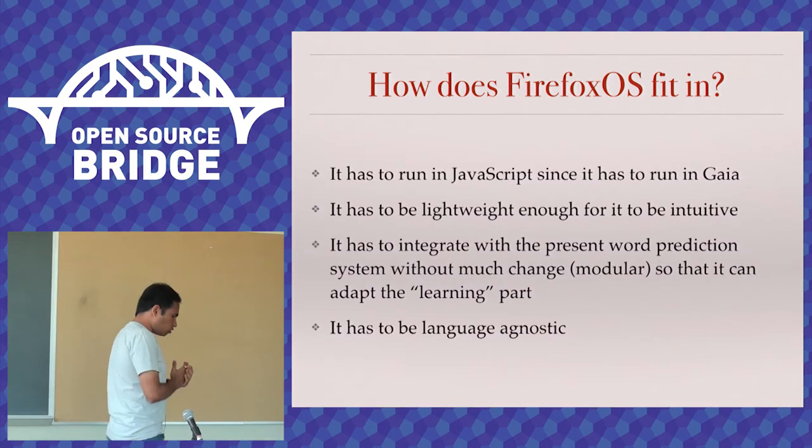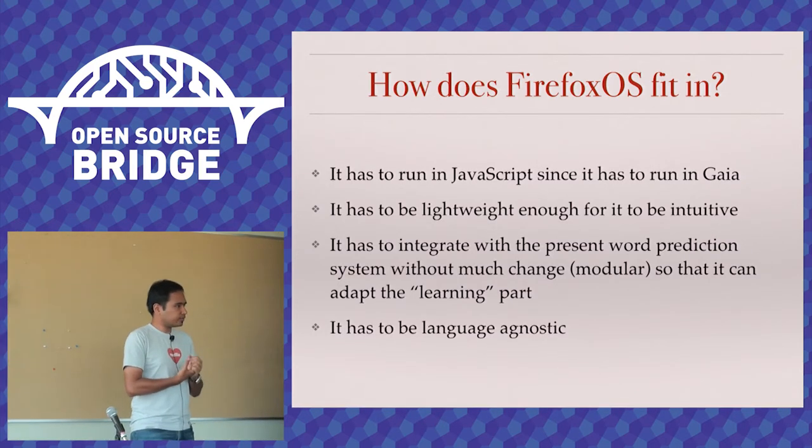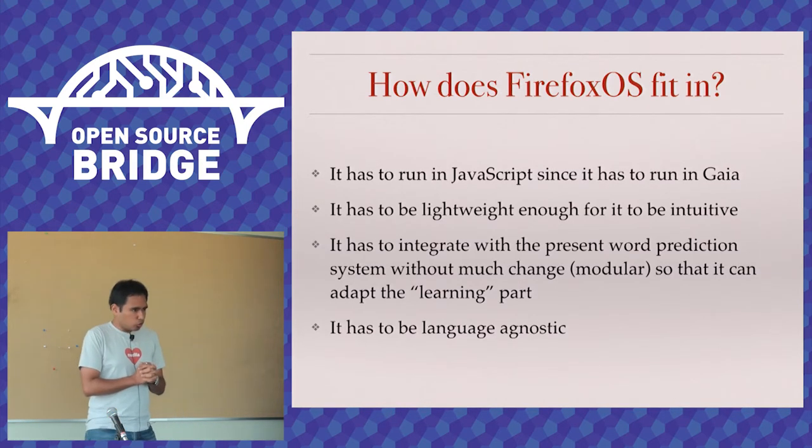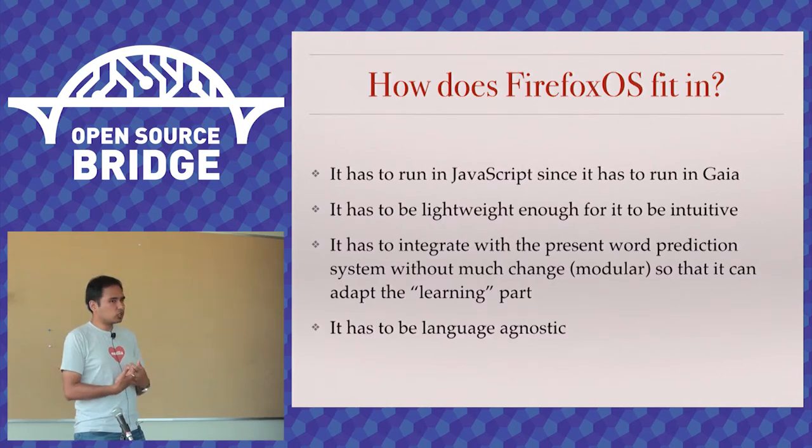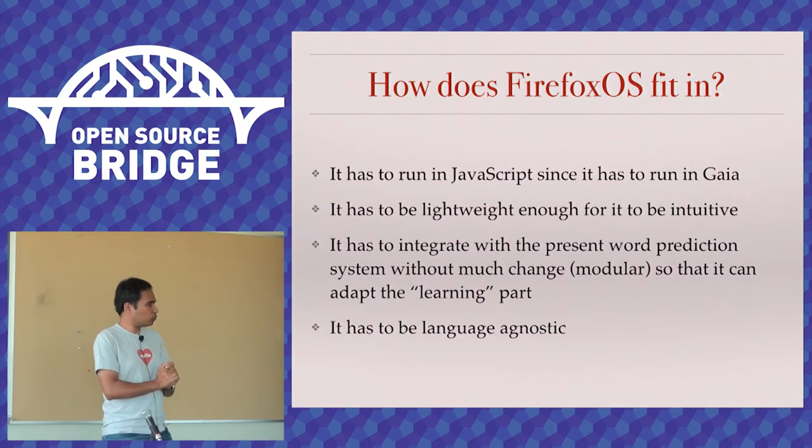So one of the hurdles of doing that was, since it already was running the operating system 2.0, the way we could do it was to build it in a module so that it is not a language specific part, since even the English keyboard which was coming with the Firefox OS didn't have a learning system. It had the prediction system, didn't have the learning system. So first, coming to how the prediction system at that time worked.